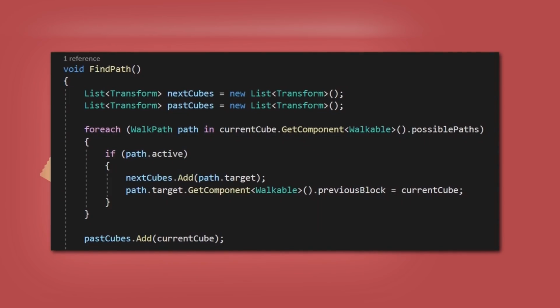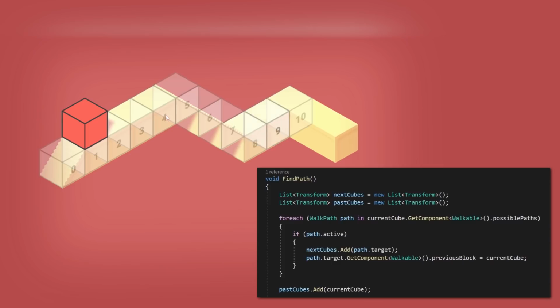In the find path function, I created a list of next cubes and past cubes. By looking at the possible paths of the current cube, we check the active ones and add them into the next cubes list. I also add the current cube to the past cubes list.